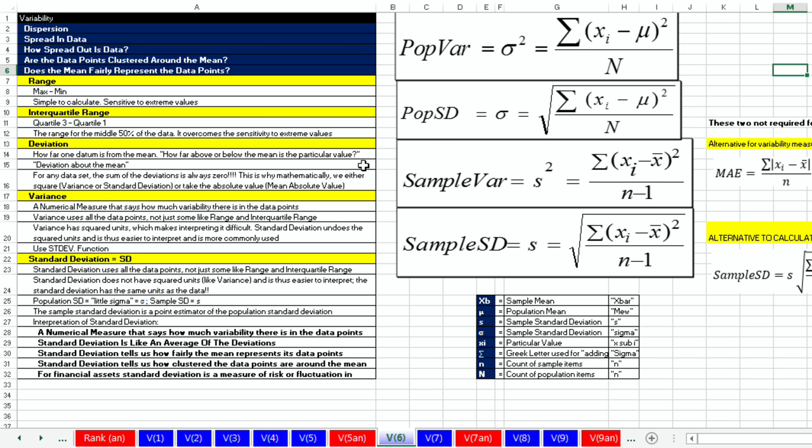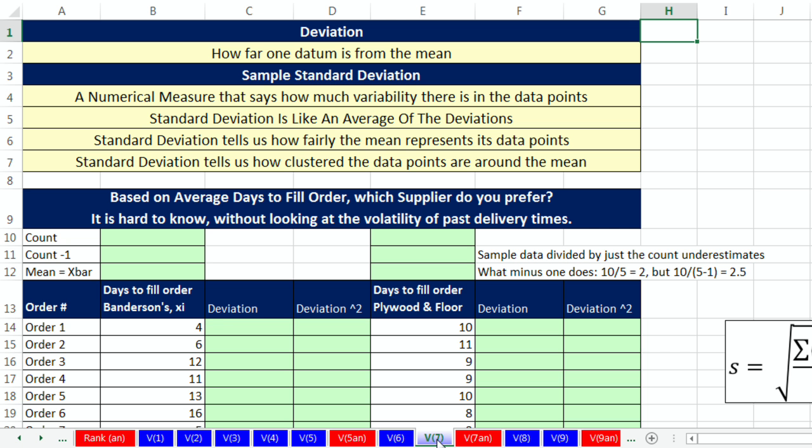Now, most of the time, we're going to be doing sample variance and sample standard deviation. In fact, we're almost always going to be doing just this one, sample standard deviation. The only difference between these is that to go from variance to standard deviation, we take the square root. And we'll talk about this. This is a pretty amazing calculation. Let's go over to V7.